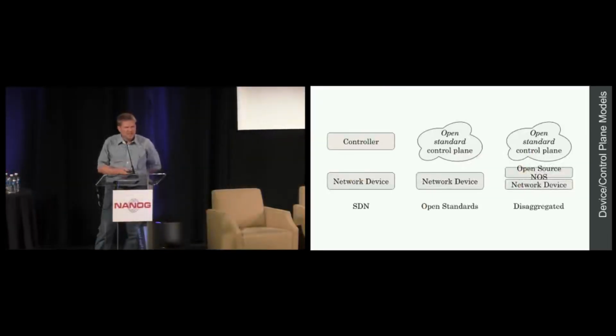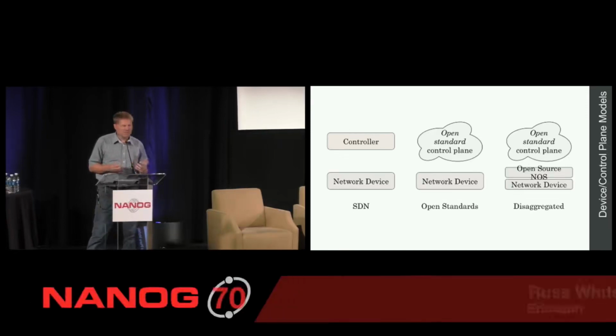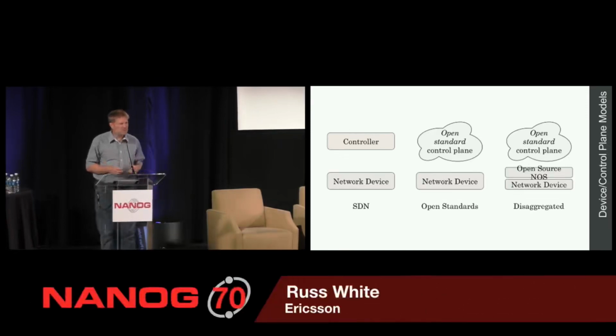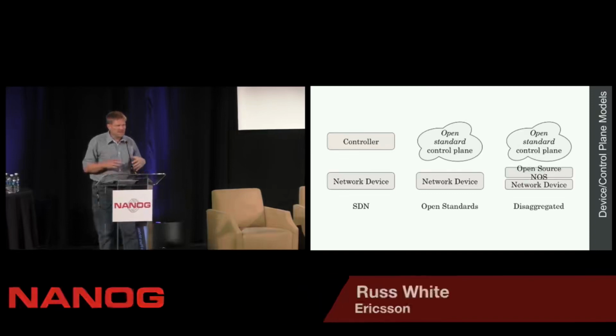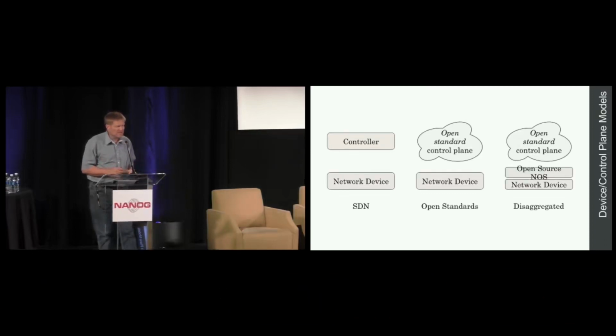because I think we should all do everything disaggregated. So first of all, I want to start with an overview of the models that I'm talking about here, because some people may not be familiar with them. In SDN, of course, you have a controller and you have a bunch of network devices, and essentially you have this API that connects the controller to the network devices. In an open standard control plane, you have the network device, and then you have an open standard control plane like BGP or OSPF or ISIS that is then running on all those devices and does all the interconnections, and you rely on something like the IETF to build those things.